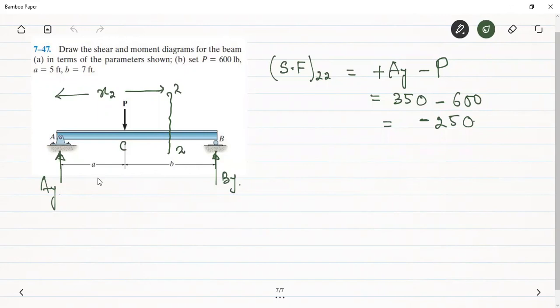At a section just to the right of C, the shear force will be AY minus the load, and we have to take the algebraic sum. 350 minus 600 will be equal to minus 250. That is, it will go downwards. Up to C it will be 350, but here a load of 600 is acting, which reduces its value to minus 250. So just right of C we will have this value. Up to C it is constant, but at this instant we are getting another shear force.